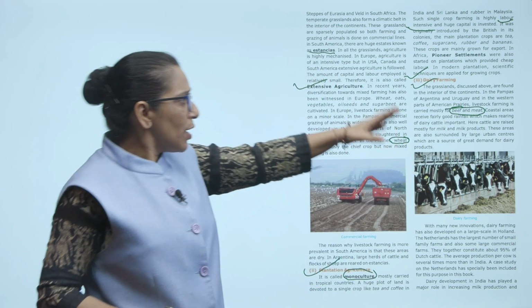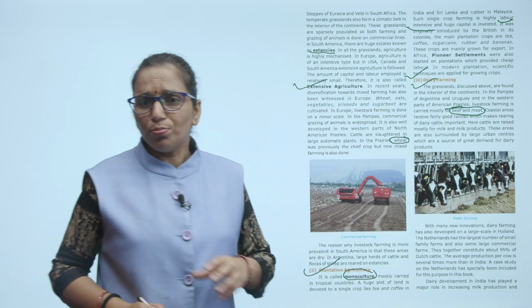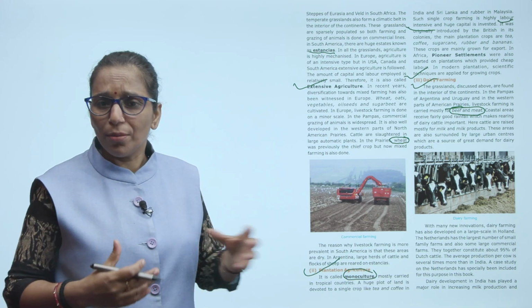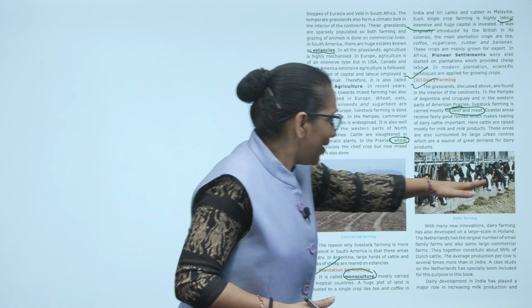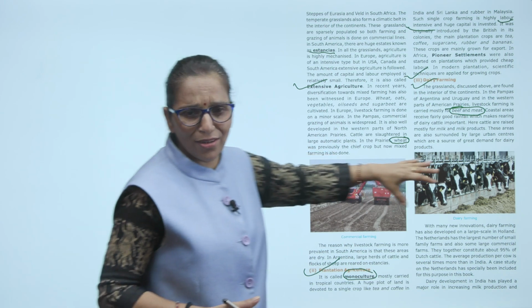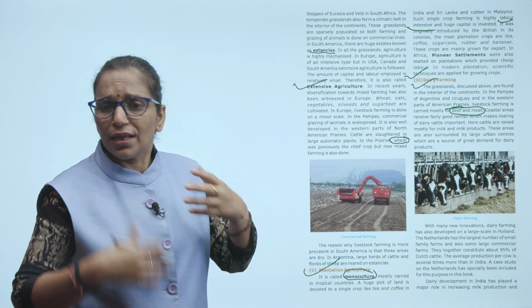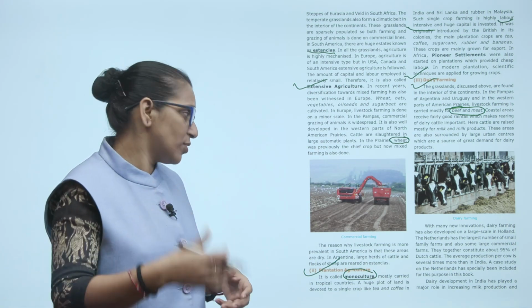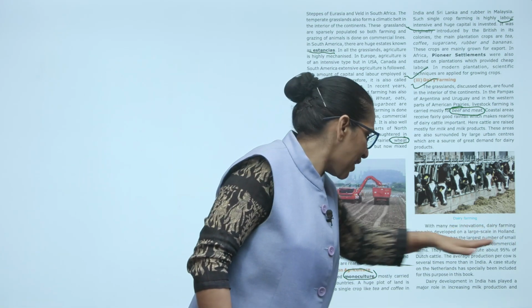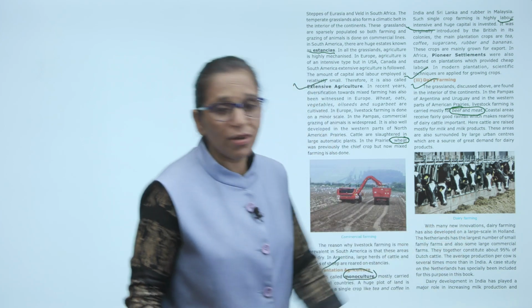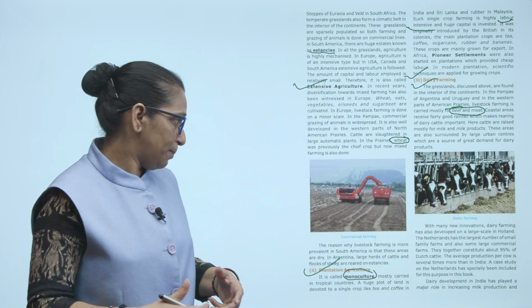Coastal areas receive fairly good rainfall, which makes rearing of dairy cattle important. You can see in the picture, lots of cattle, lots of livestock are reared there, and there is a great demand for dairy products also. With many new innovations, dairy farming has also developed on a large scale.